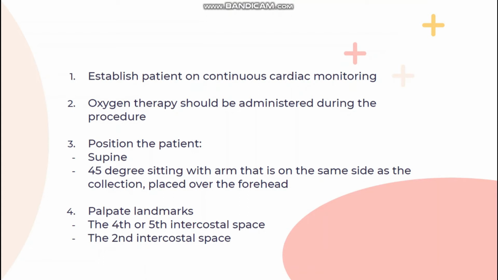Fourth is palpate landmarks. The fourth or the fifth intercostal space just anterior to the mid-axillary line or the second intercostal space at the upper border of the third rib in the mid-clavicular line.